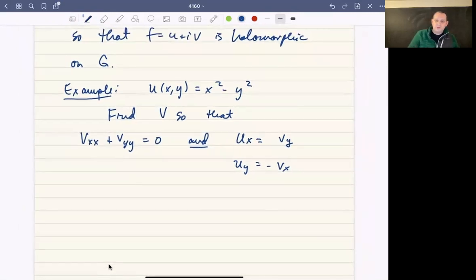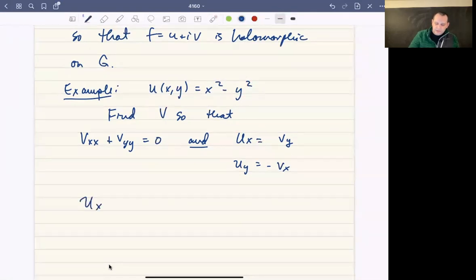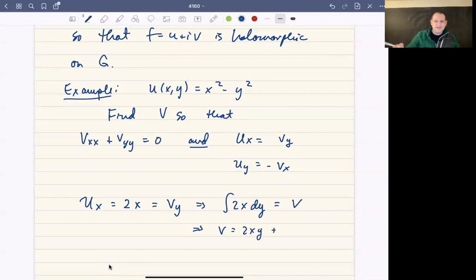So we're going to start here. We're going to notice that if I take U and partially differentiate with respect to x, then we're going to get 2x. And this is supposed to be equal to the partial of V with respect to y. So if you integrate both sides with respect to y, this is kind of undoing the partial derivative. This should give you V. And so this tells you that V is going to be equal to 2xy plus a constant with respect to y, which is some function g of x.